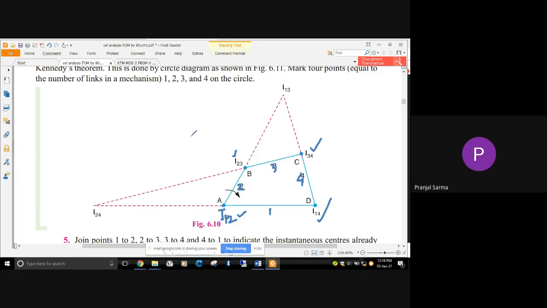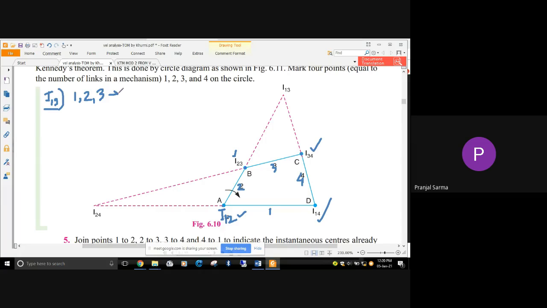So for finding out I13, just like yesterday. I13 means it's the instantaneous center between link 1 and 3. So 1 and 3 definitely will be there. And now for using Kennedy's theorem, what is required? We need to have 3 bodies. So I am considering link 1, link 2, and link 3. Definitely 1 and 3 have to be considered.